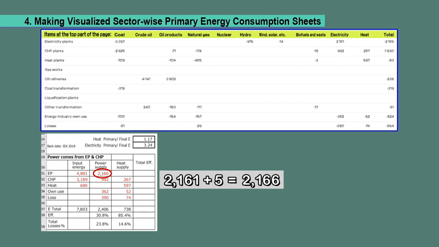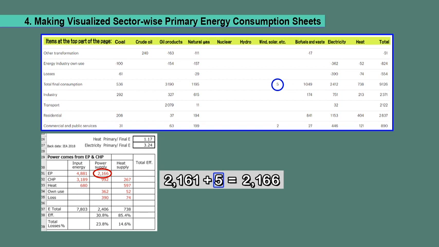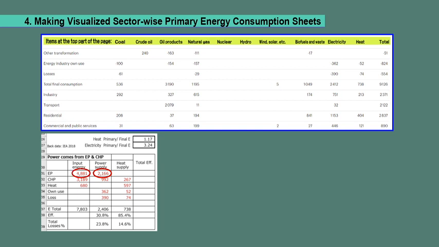Next, power supply is 2,161 plus 5. The generation output from electricity plants is 2,161. That and 5 for on-site power generation combined is the output. The two values at the top have now been determined.